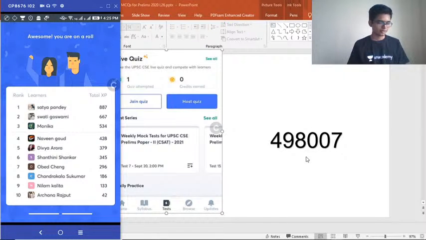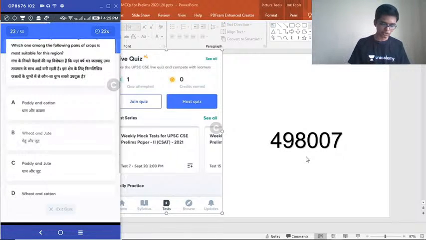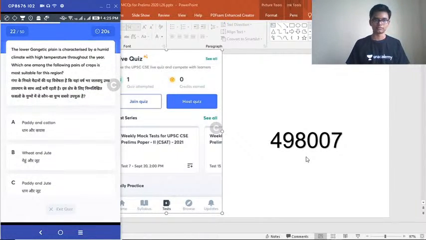Now let's move on to question number 22. The lower Gangetic Plain is characterized by a humid climate with high temperature throughout the year. Which one among the following pairs of crops is most suitable for this region? Paddy and cotton, wheat and jute, paddy and jute, wheat and cotton. So humid climate and high temperature throughout the year is favorable for which of these crops?